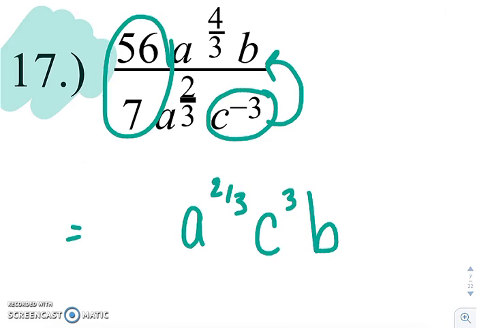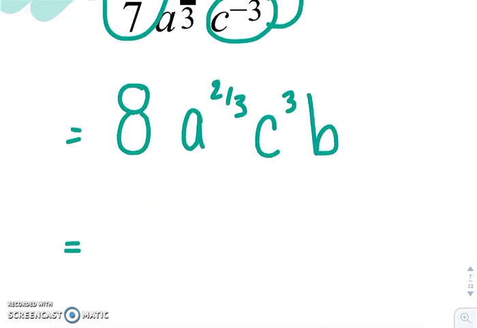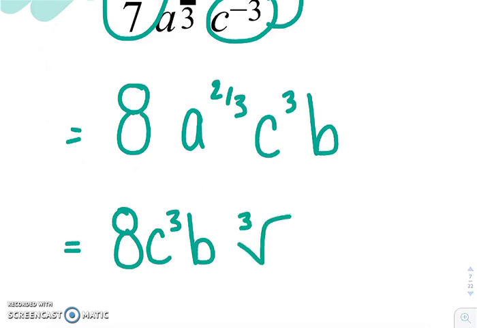So 56 divided by 7 is 8. So the only thing I see wrong in my answer here is that A to the 2/3 needs to be rewritten in radical form. So I'll keep the 8c cubed times b and rewrite that a as the cubed root of a squared.